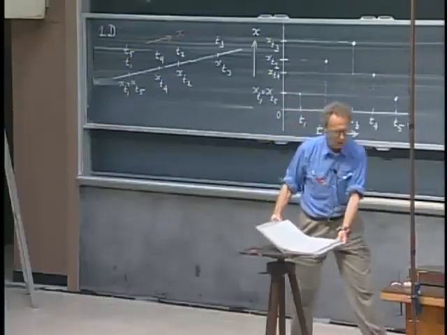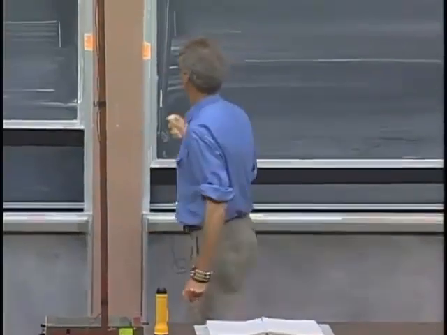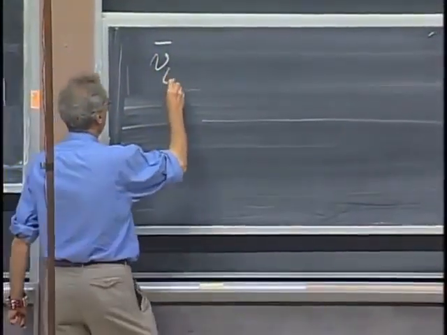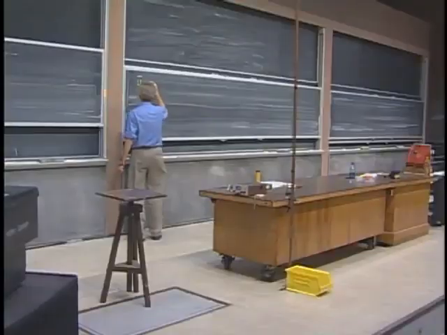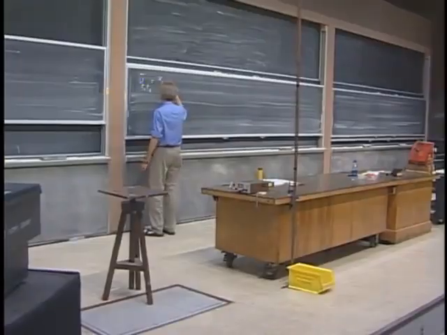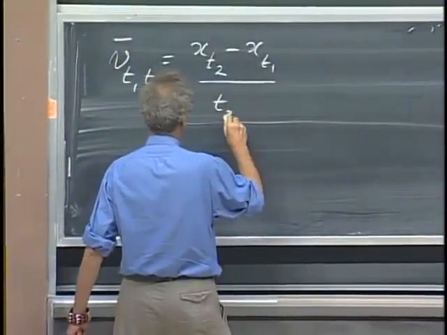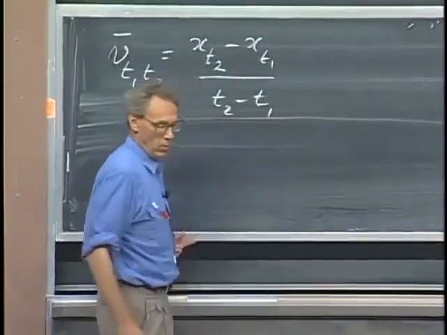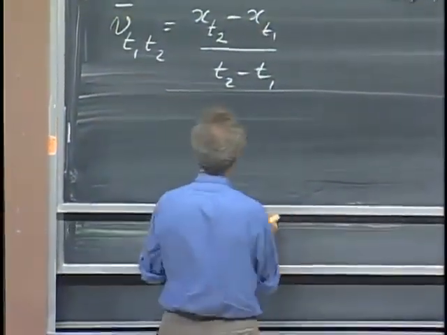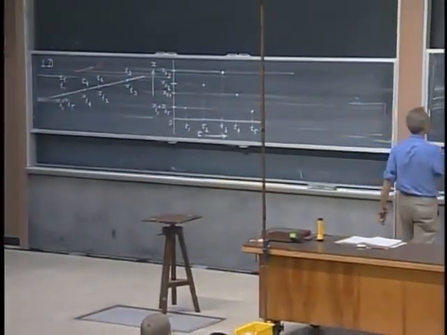Now we will introduce what we call the average velocity. I put a bar over it. That stands for average. Between time t1 and time t2, that we define in physics as x at time t2 minus x at time t1 divided by t2 minus t1. That is our definition. In our case, because of the way that I defined the increasing value of x, this is larger than 0.